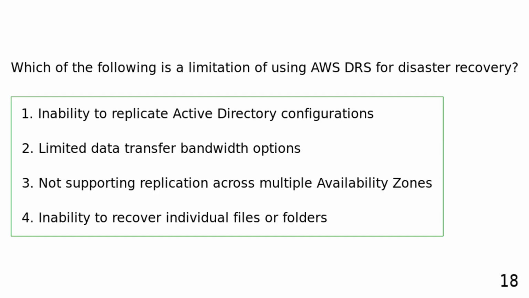Which of the following is a limitation of using AWS DRS for disaster recovery? Inability to replicate Active Directory configurations. Limited data transfer bandwidth options. Not supporting replication across multiple availability zones. Inability to recover individual files or folders.